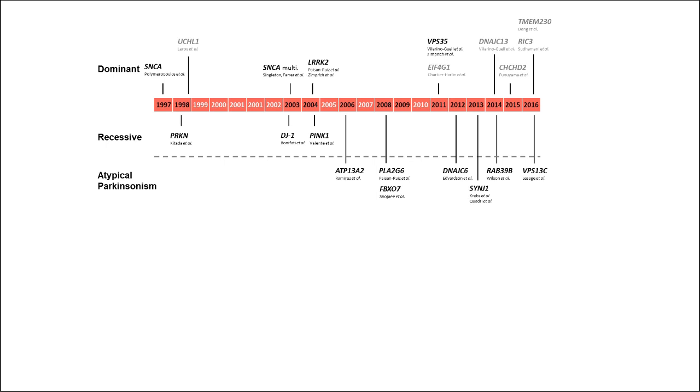You get it around your 30s. And at the very bottom here is what I call atypical Parkinsonism. These ones result in Parkinsonism, so they result in tremors, bradykinesia, postural instability, and so on, but also additional symptoms, such as psychiatric problems, cognitive problems, and so on.